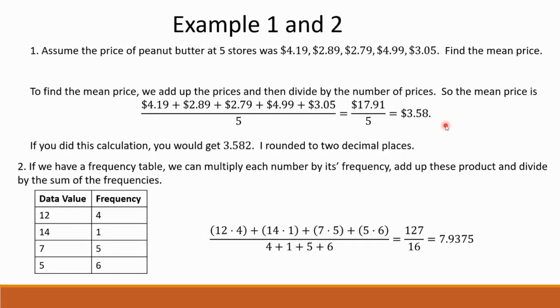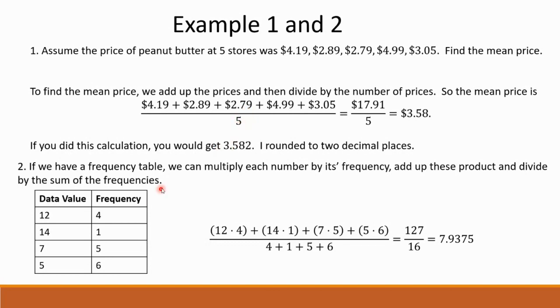So the mean price here was $3.58. I would tell you how many decimal places to round. Since it's money, it represents currency, I rounded to 2 decimal places. I mean, originally when I did this, this is actually what I got, but I rounded. Okay.